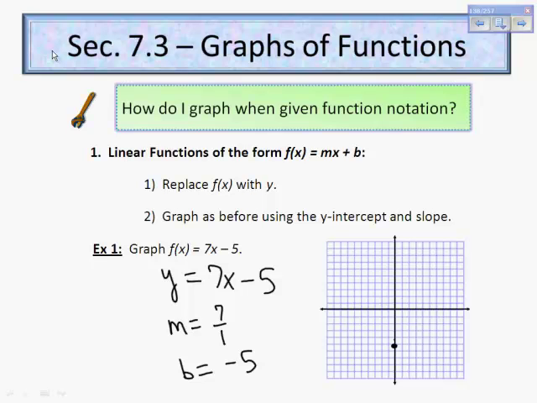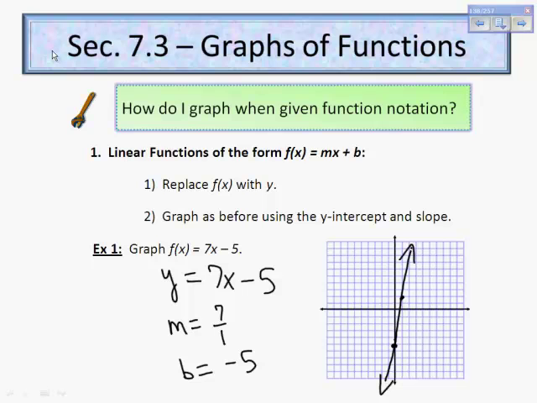From the point down there at 0, negative 5, I'm going to go up 7 units. So up 5 would put me back at the origin, and up 2 more would put me at 7, and then over 1, and I can put a point there. Then I can connect those 2 points, and I have my line graphed in y equal to mx plus b form.